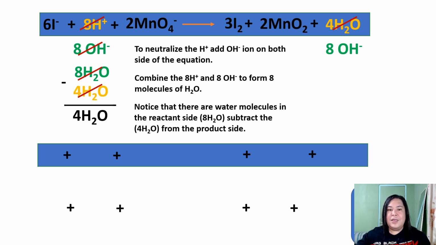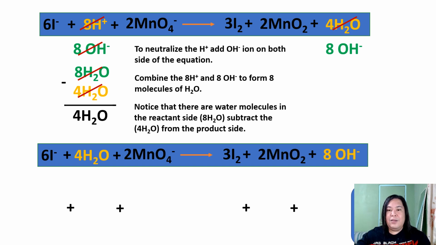And then lahat ng natira, bring down. Okay, so 6 iodide ion, and then ang natira dito is 4 molecules of water, that is 4H2O. Then bring down 2 moles of permanganate ion, yields 3 molecular iodine, then 2 manganese dioxide, and yung natira dyan is 8 moles of hydroxide ion.